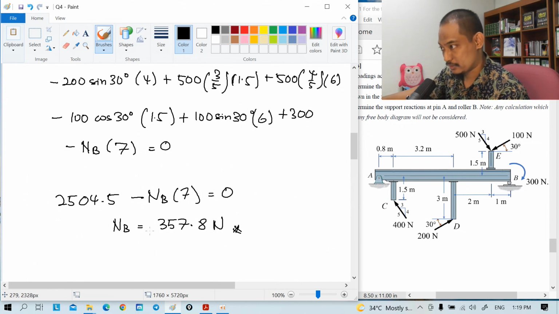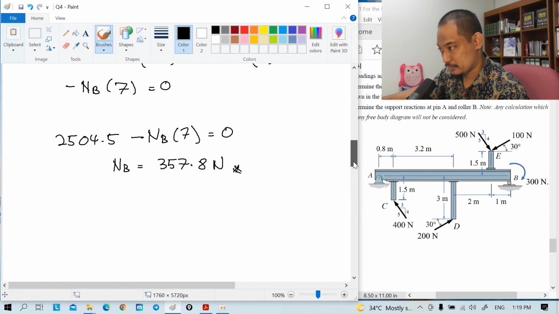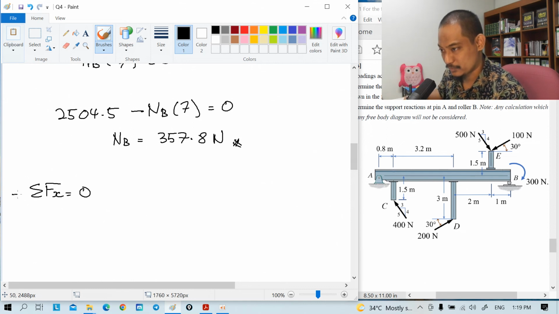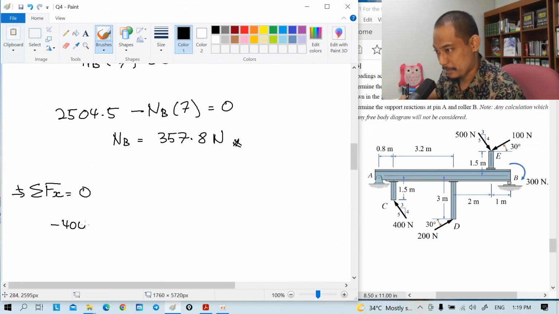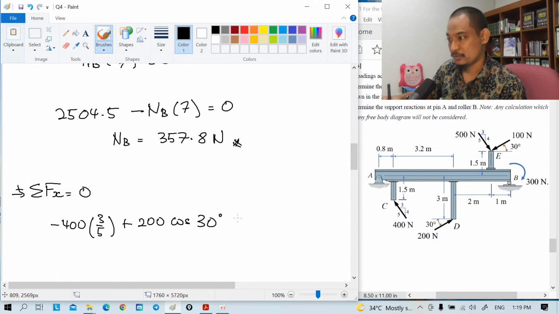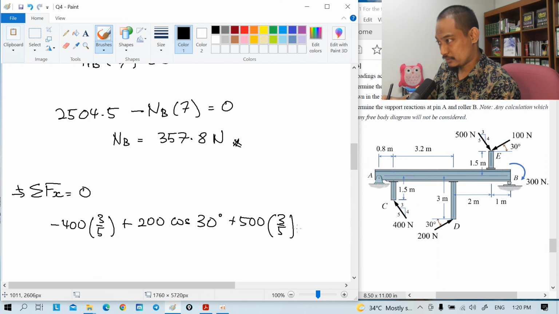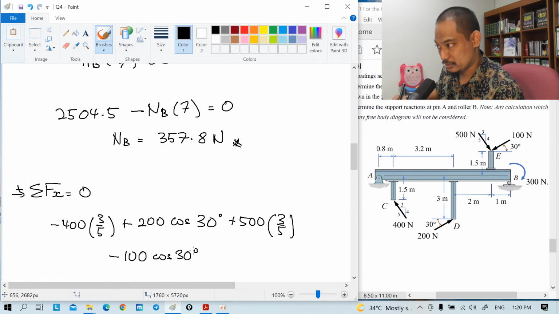So NB is solved, right? And okay, what else? So after solving this one, we can solve the rest, right? So if you do summation of Fx equal to 0, taking positive to the right, we'll have minus 400 times 3 over 5 plus 200 cos 30 degrees plus 500 times 3 over 5 minus 100 cos 30 degrees.